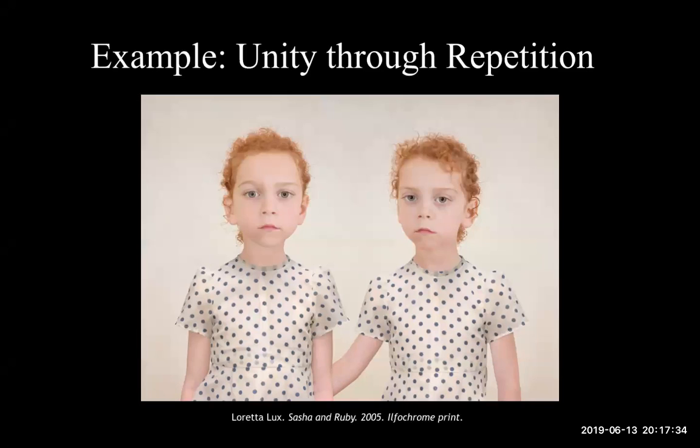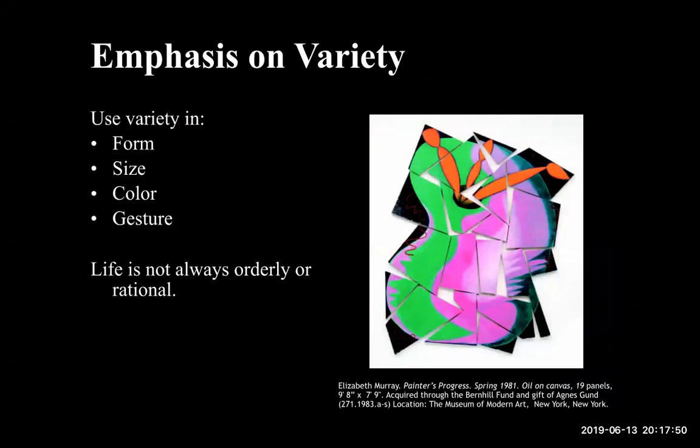Here we have a very bold example of unity through repetition. We have the twins, and they're wearing the same clothes, and they have the same expression, their hair is styled the same, very not boring, because you're trying to find differences in those two little girls, but very unified. And then you can use variety in the form that you're creating, the size, the color, the gesture.